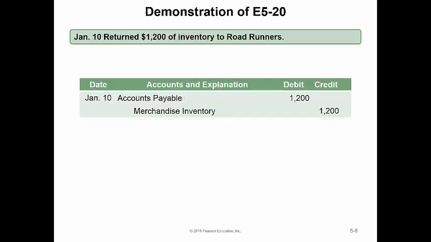Now on the 10th, for whatever reason, we didn't like the goods that Roadrunner shipped us, so we're going to send $1,200 worth of them back. So we're going to reduce our liability account by $1,200, and we're also going to reduce our inventory account by the $1,200 worth of merchandise that we shipped back to them. We no longer have that.